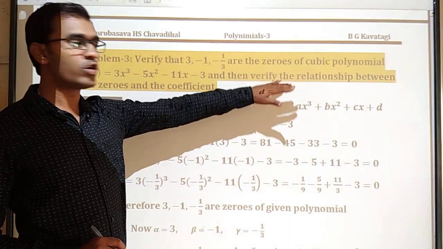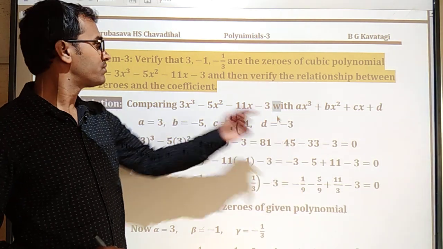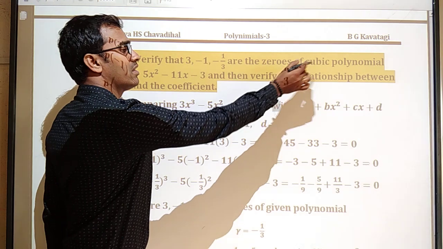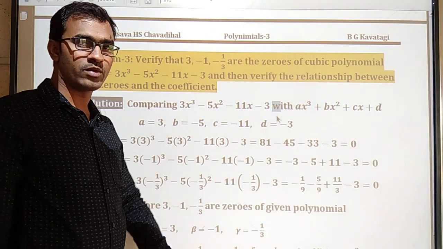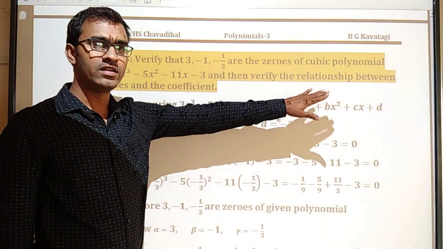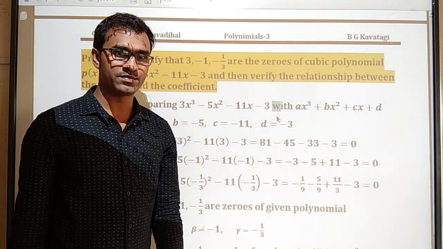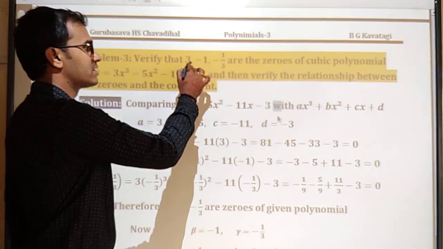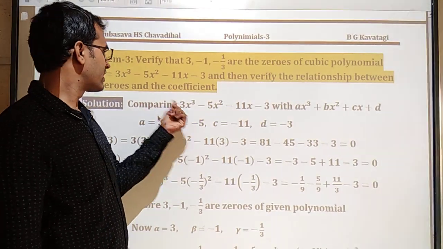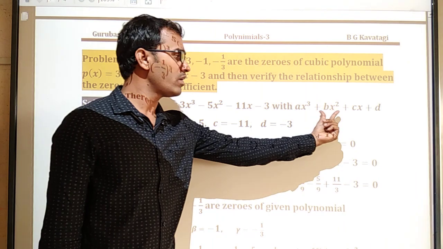It's not a quadratic polynomial. This is a cubic polynomial. Let us solve this. Alpha, beta, gamma are the zeros of the cubic polynomial. And then verify the relationship between zeros and coefficients. First verify this alpha, beta, gamma, by comparing the given polynomial with the standard form of a cubic polynomial.